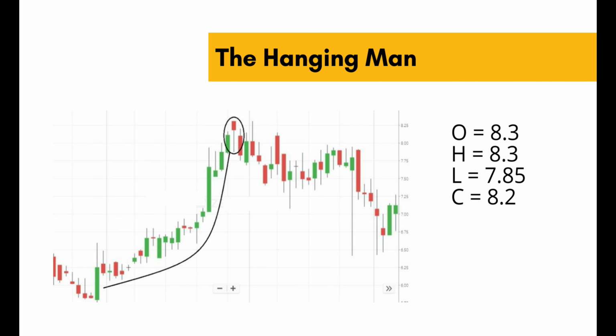Now in the chart we have here, the uptrend is marked while the hanging man is encircled. The trade setup according to this hanging man candle with the given price points would be to sell or short the stock at 8.2 and place a stop loss at 8.3. With this we come to the last pattern in our video, that is the shooting star.